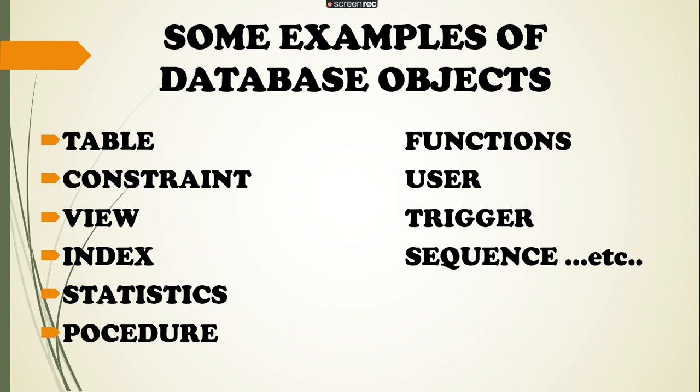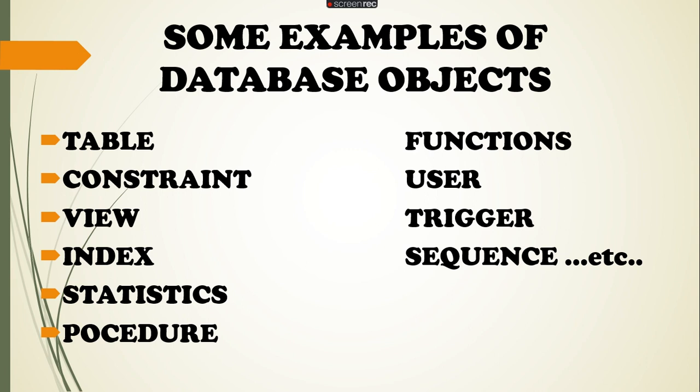We have a table. The table is going to hold records and it is made up of columns and then rows, that is attributes and then records. And then we have a constraint which is enforced on tables for data entry restrictions, and then we have a view, that is the logical subset of a table. We have an index. An index will increase the performance of some queries. We have statistics, which will increase the performance of an index.